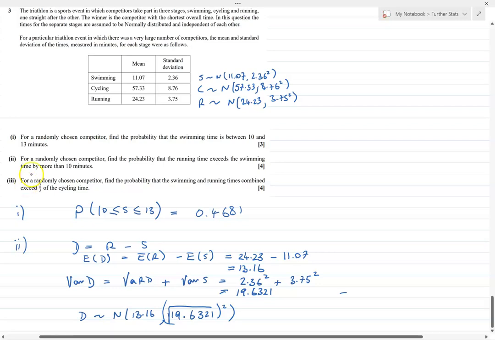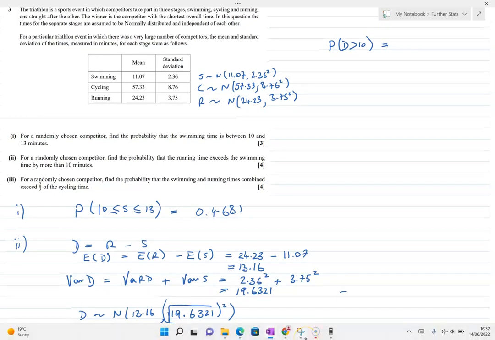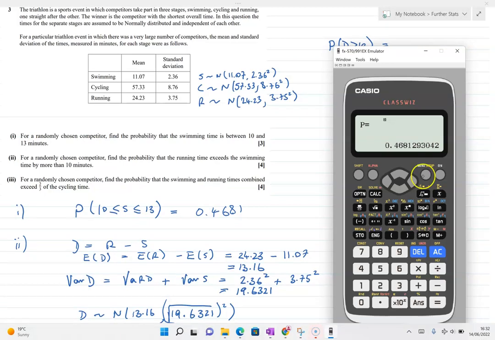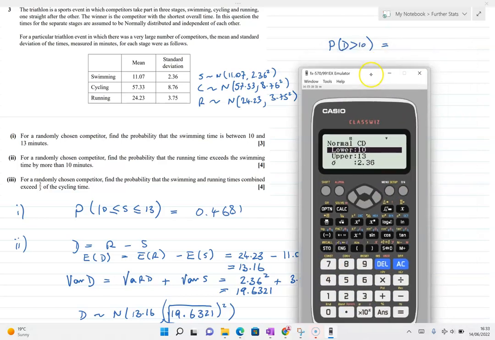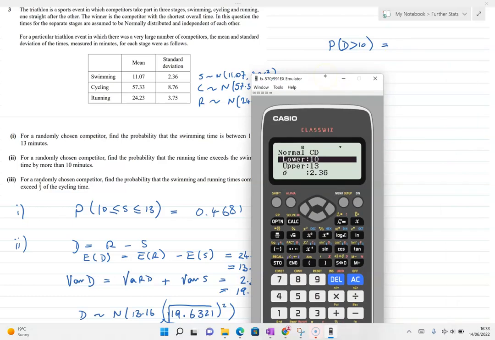So now it says that the time exceeds the swimming time by more than 10 minutes. So we want the probability that D is greater than 10. So again, we can go to the calculator. We don't have to do any Z distribution at this level now. We can just use the calculator for that. So menu 7, and it's normal CD. So in this case, we've got the lower is 10. That's still 10, just by coincidence.